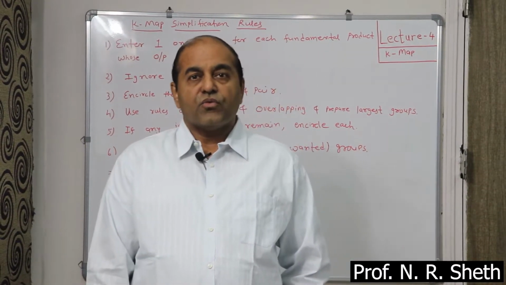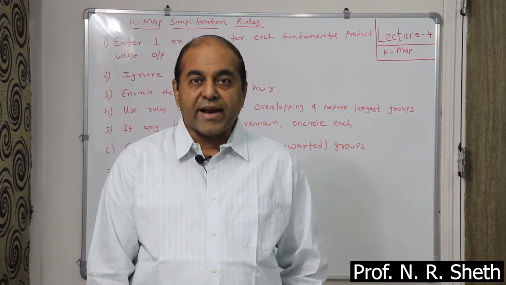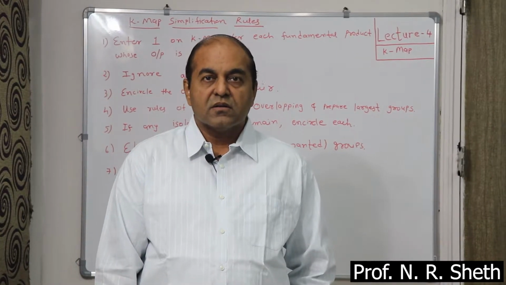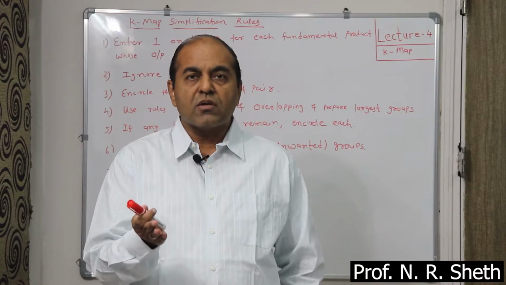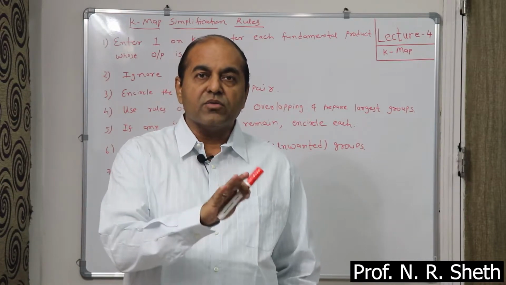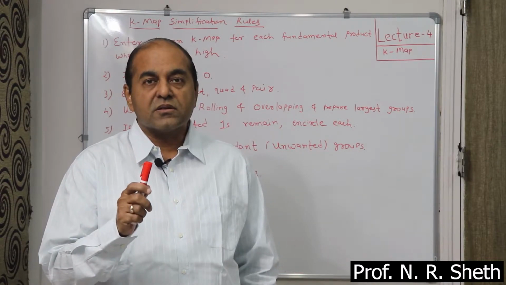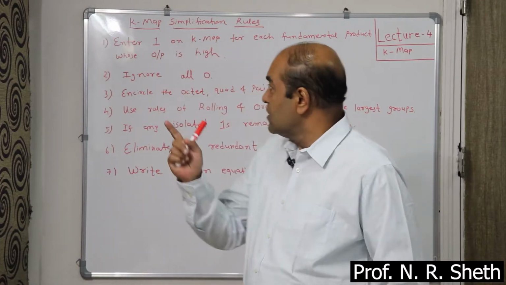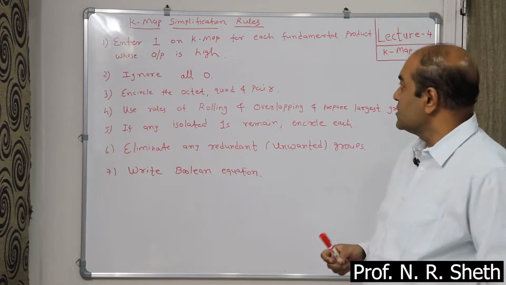Today in my fourth lecture I am again going to discuss the second part of K-map. In the last lecture I gave you the basic idea of how to convert a truth table into a K-map, as well as we have discussed certain rules for the K-map. Again, we are going to discuss all the seven rules.